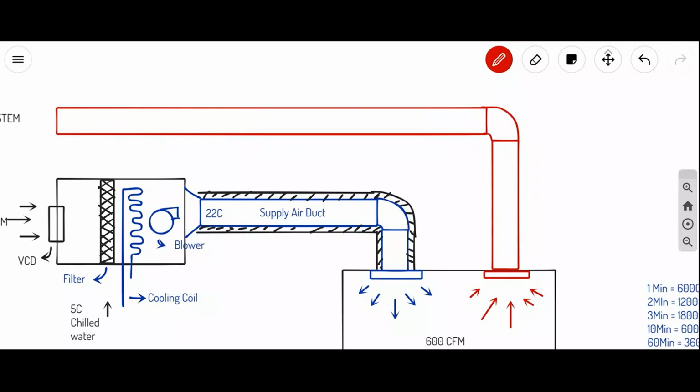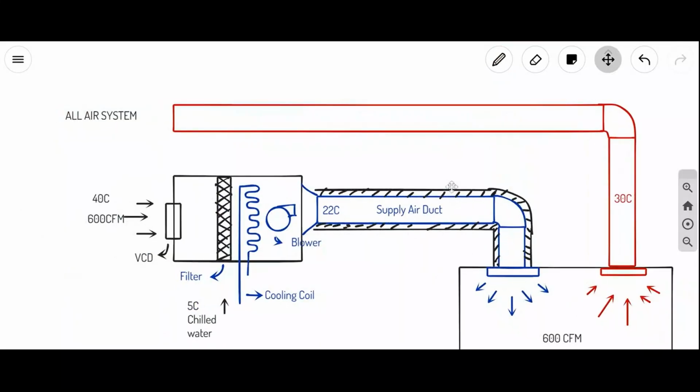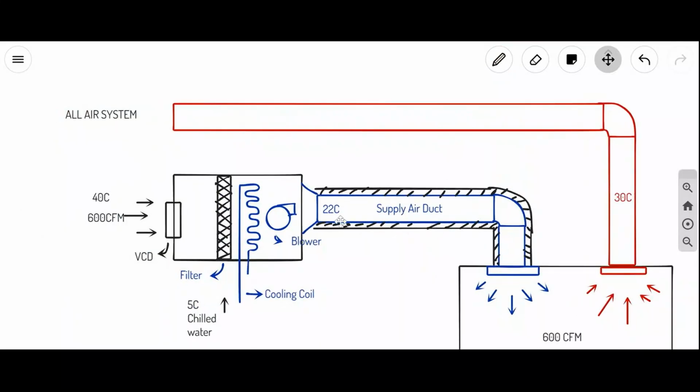In the room you are maintaining 24, right? Yes. Now in 1 minute, after 1 minute, this air will go from room to outside, right? So it may be around 30 degrees centigrade max to max. There can be a 5 degrees difference in 1 minute. Okay. Yes. Now as it is 5 degrees and 30 degrees centigrade, cooling 40 degrees centigrade to 22 degrees centigrade is easy, or 30 to 22 is easy.